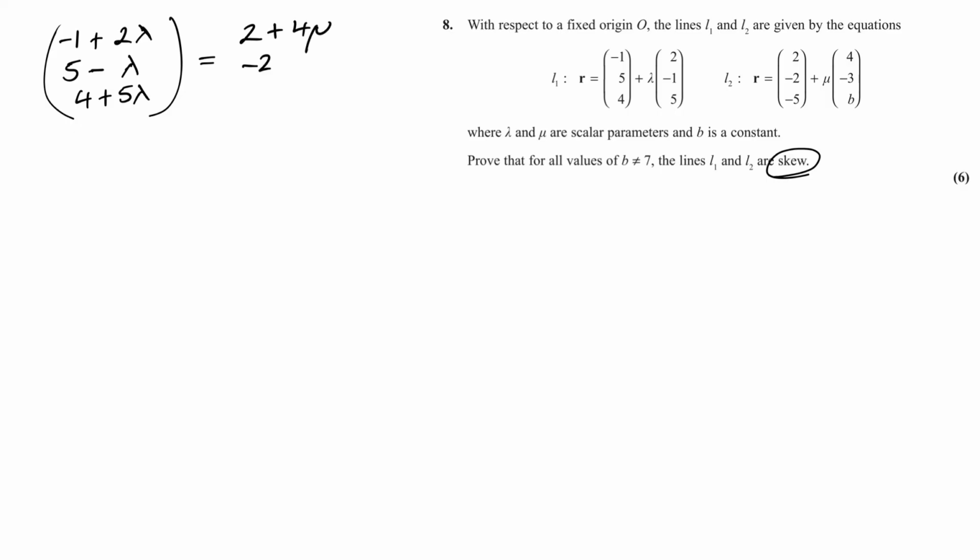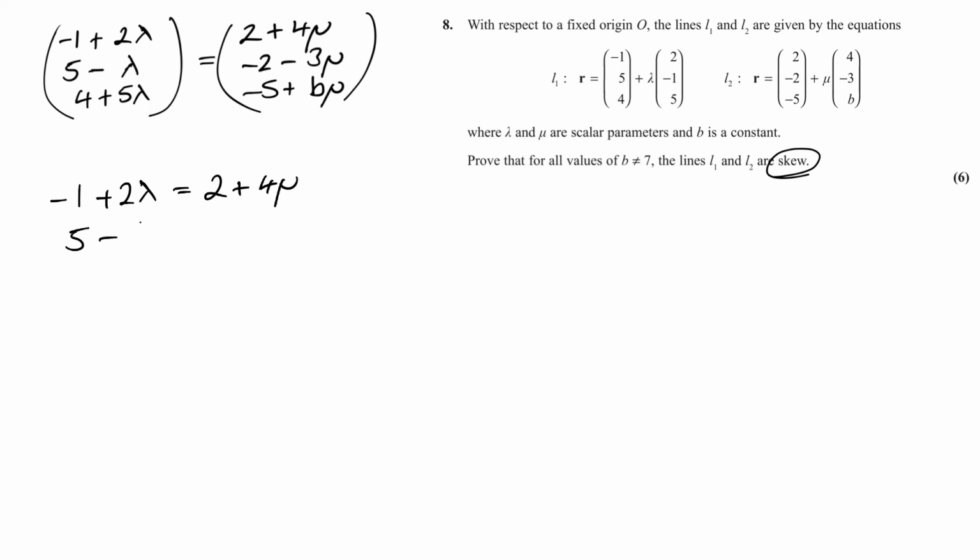Then we got minus 2 minus 3 mu, minus 5 plus b mu. So let's start with the top one. We got minus 1 plus 2 lambda equals 2 plus 4 mu, and 5 minus lambda equals minus 2 minus 3 mu. So these two equations are what we're going to start with, but I'm just going to write down the third one.